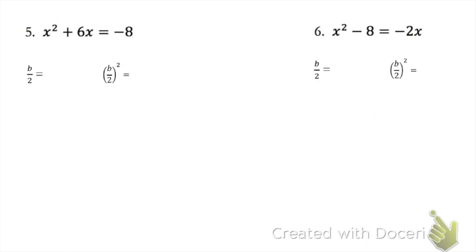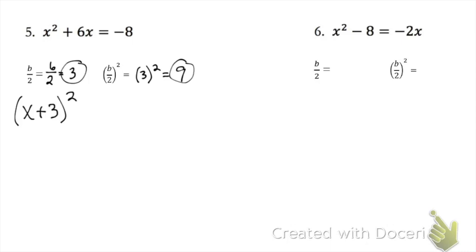Okay, with problem number 5, notice we've already got that 8 moved over, so we don't need to rearrange our equation at all. We're just going to find b over 2, so 6 divided by 2, which is 3, and we need to find b over 2 squared, so 3 squared is 9. Okay, rewriting our equation, we have x plus 3 squared equals, don't forget about this minus 8, and then we're adding on our 9 over here. We get x plus 3 squared equals 1.